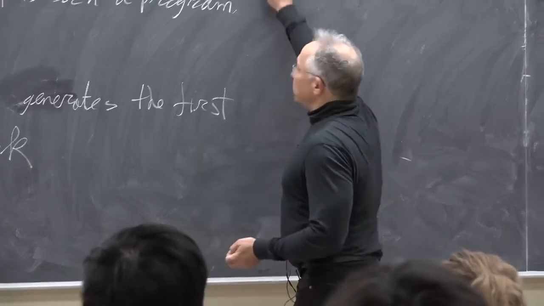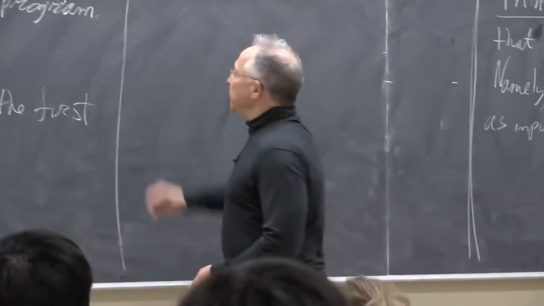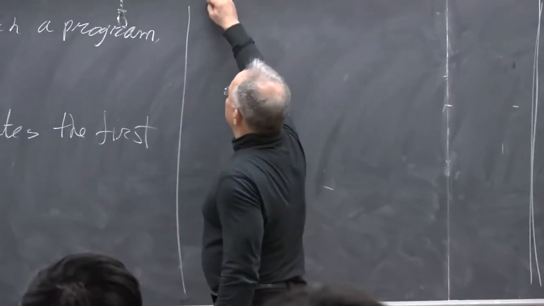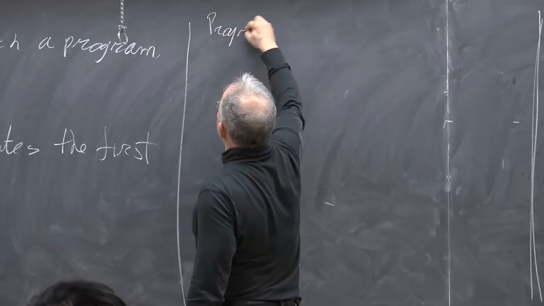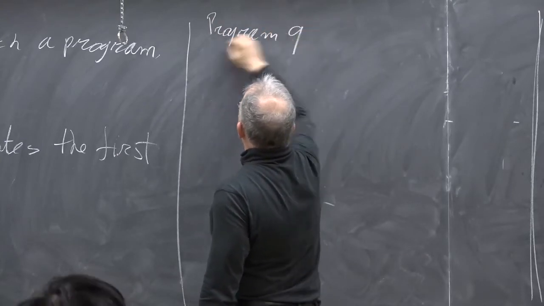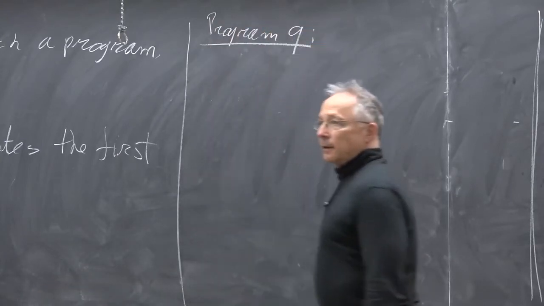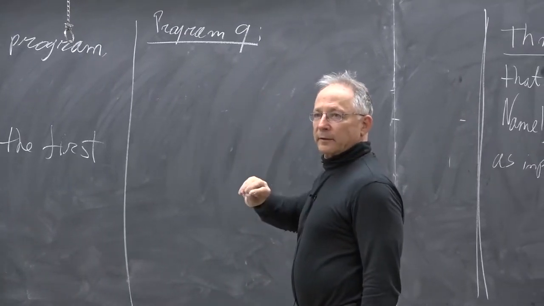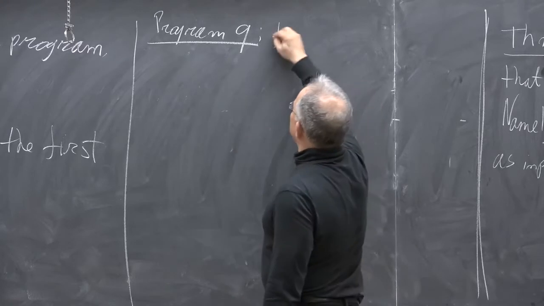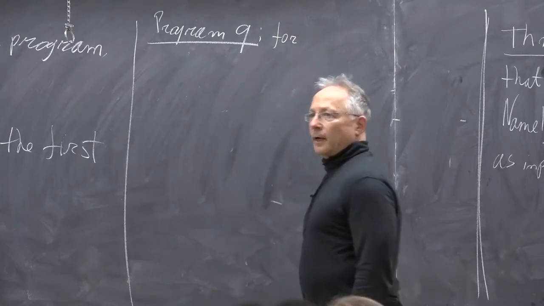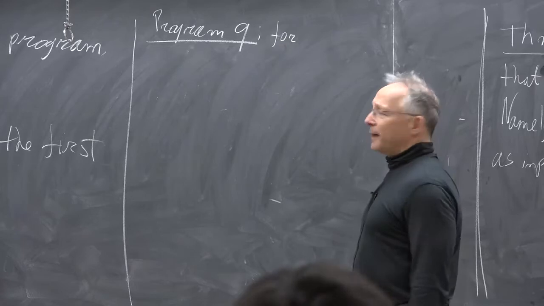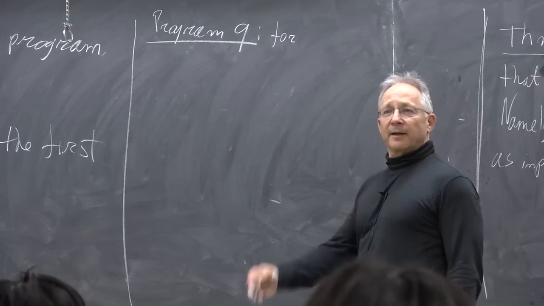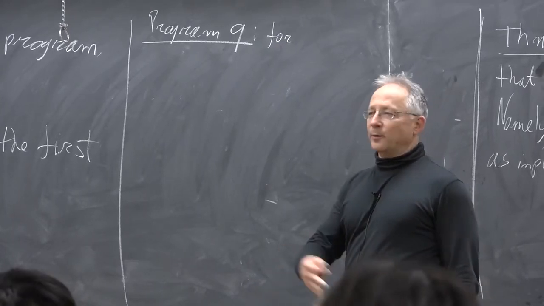I will go over all strings. So enumerate. So here is the program Q, and it goes like this. Go over all strings. So how shall I write a loop that just goes over all strings in lexicographic order?